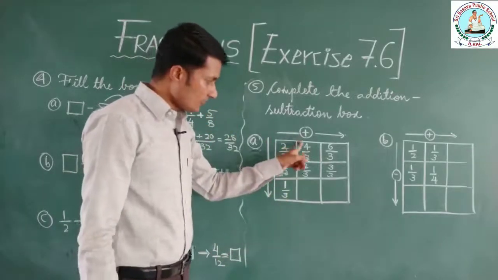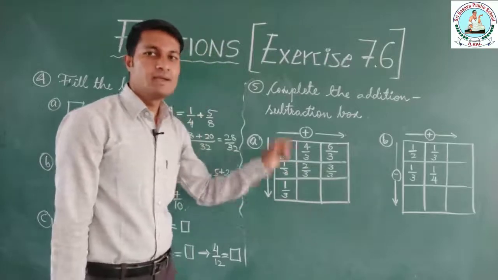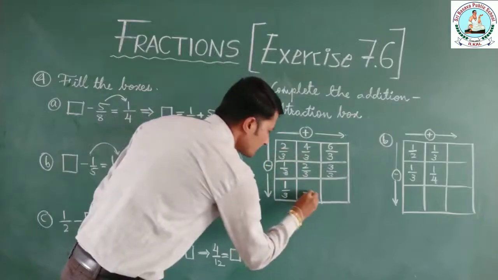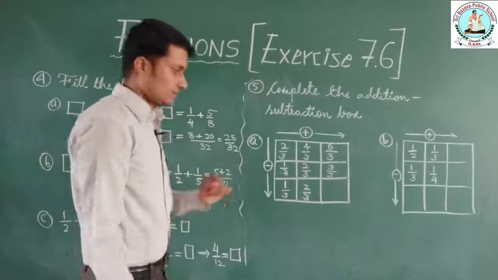Next, again I am moving like this from top to bottom. So which operation should I do? It is subtraction. So subtraction of like fractions. So write 3 first, and 4 minus 2 is 2 by 3.